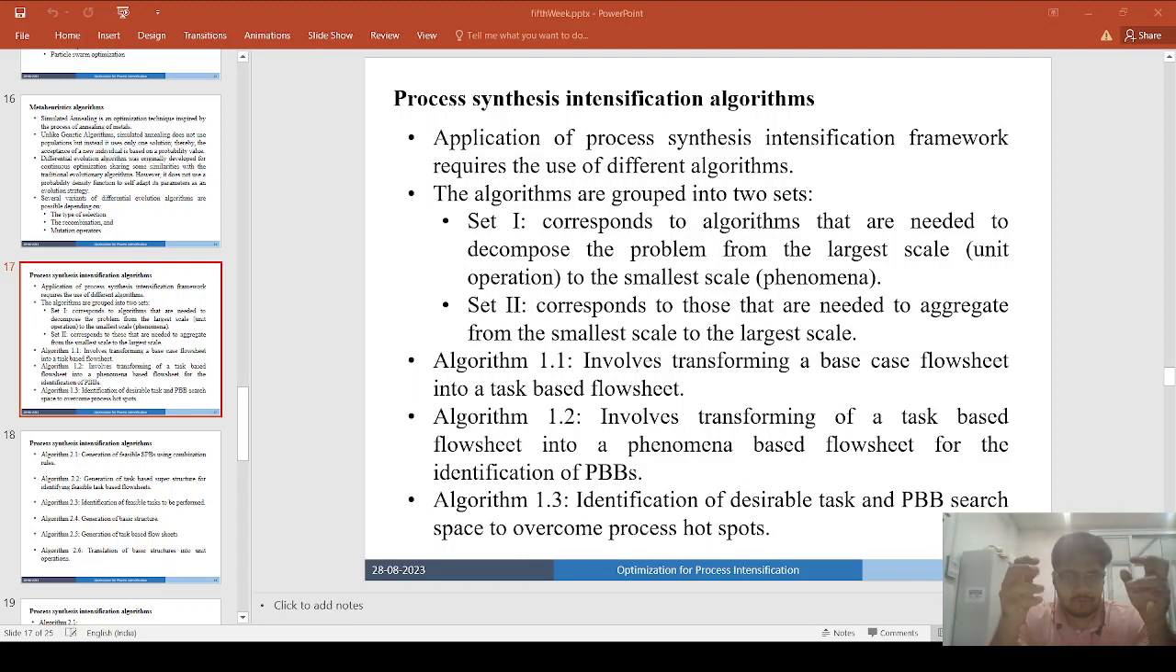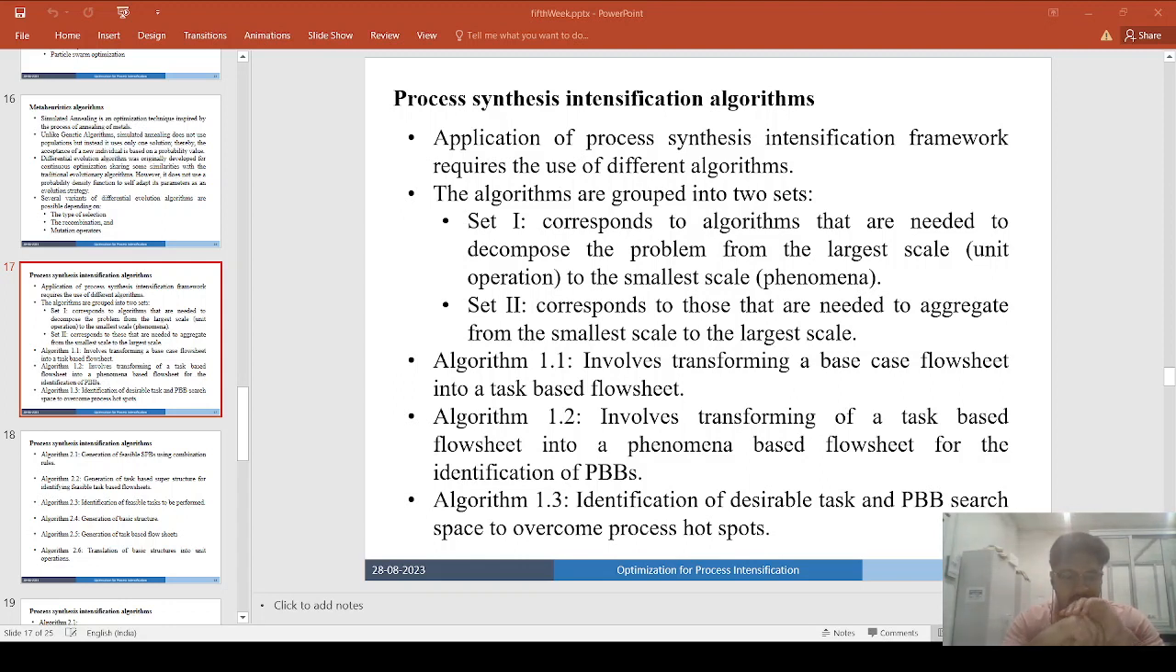So set 1 will dissect the problem. The algorithms coming under set 1 dissect the problem into individual components from the largest scale to the smallest scale, and then perform optimization for them by dissecting them. And then the set 2 algorithms, instead of dissecting like the set 1 algorithms, will try to aggregate or combine each of those different separated scale problems into one, and then they will perform the optimization.